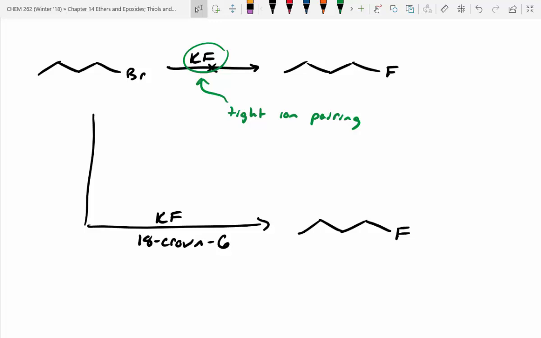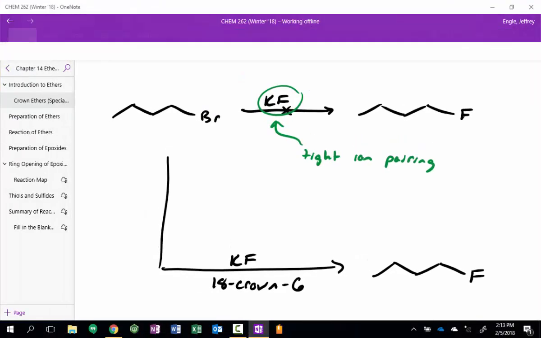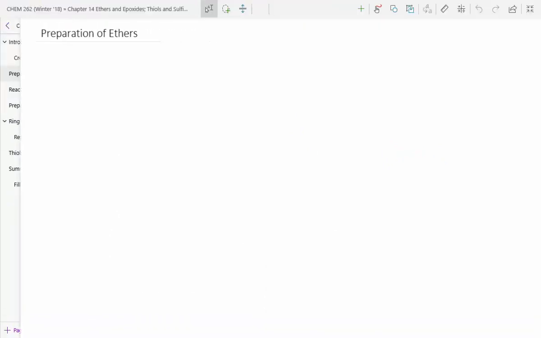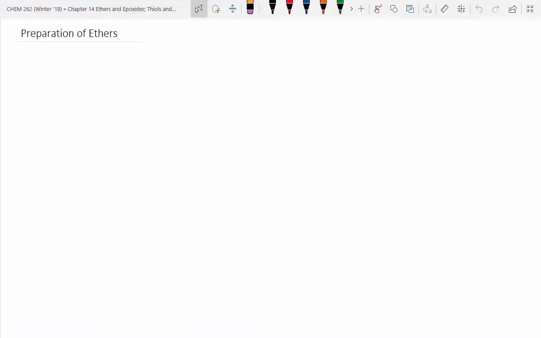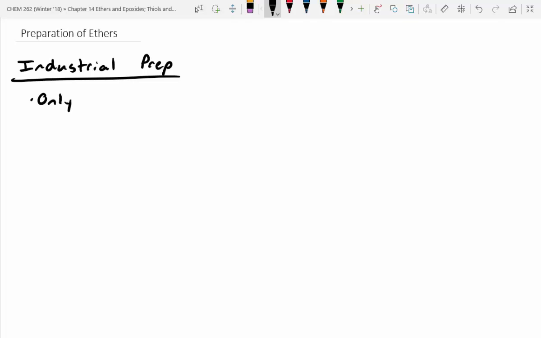Let's take a look at the industrial preparation of ethers. And then we'll get into more complicated ones later. Really, this method's only used for the most simple ethers. So only used for simple or small ethers.